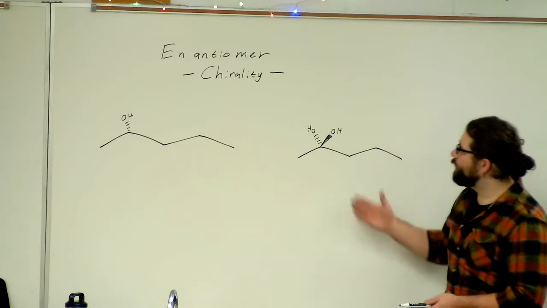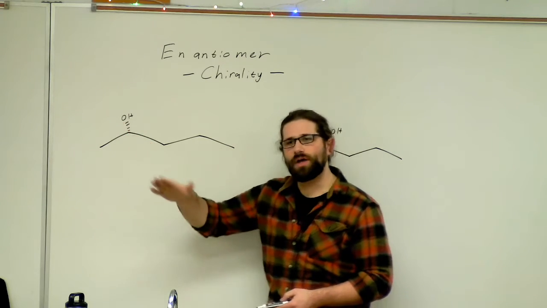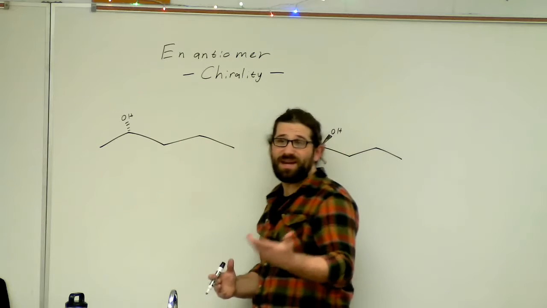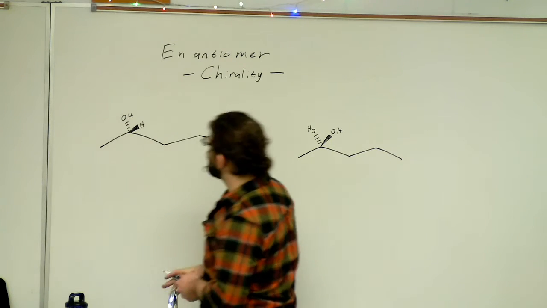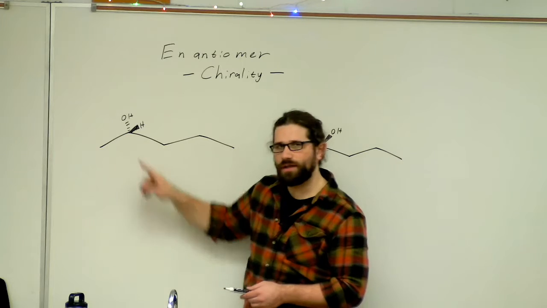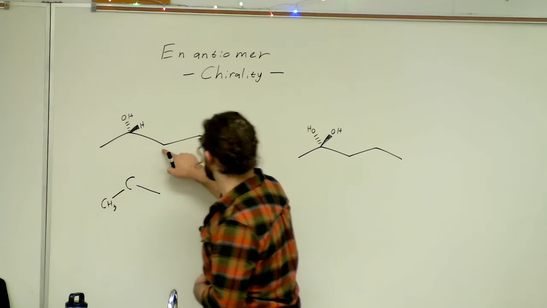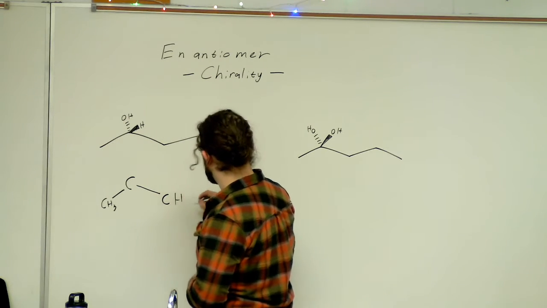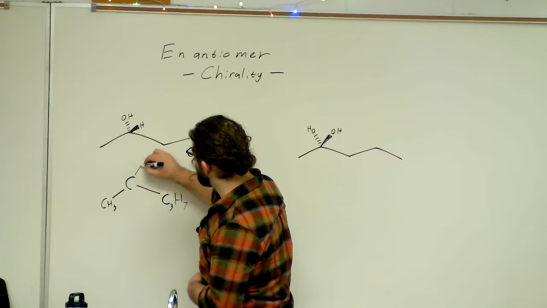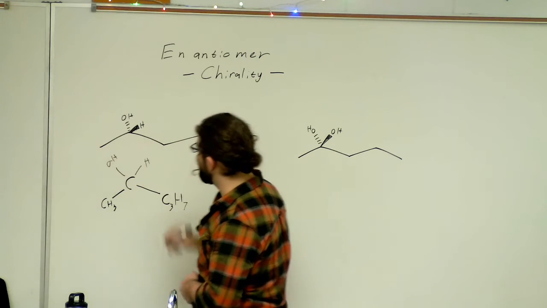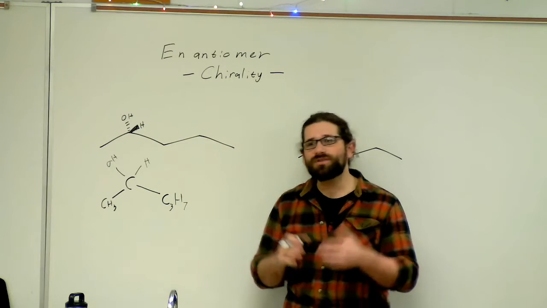Our first example here is just an alcohol on a pentane chain. The first one right here, I've got the OH group tilted back, which means that I have a hidden hydrogen here, which is going to be on a wedge. It's right there. So this carbon right here is attached to a CH3, to a C3H7, it's attached to a hydrogen, and it's attached to an OH. So those are four distinct groups, so that would be a chiral carbon. And we call this a chiral center.